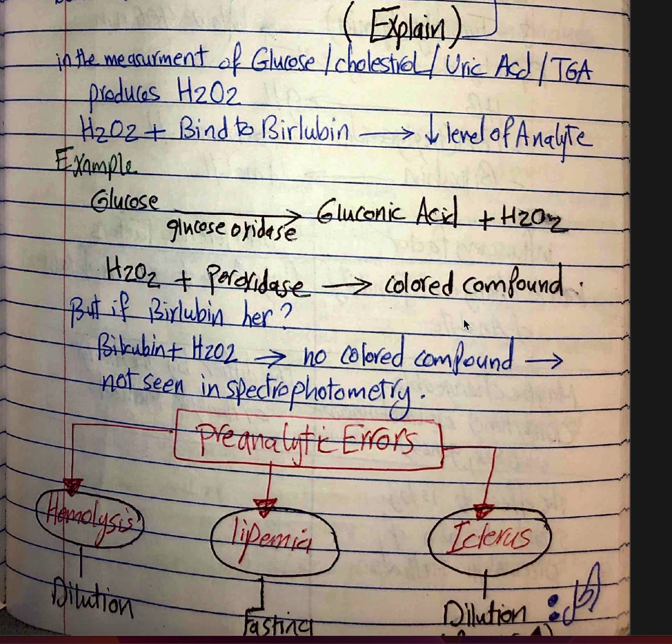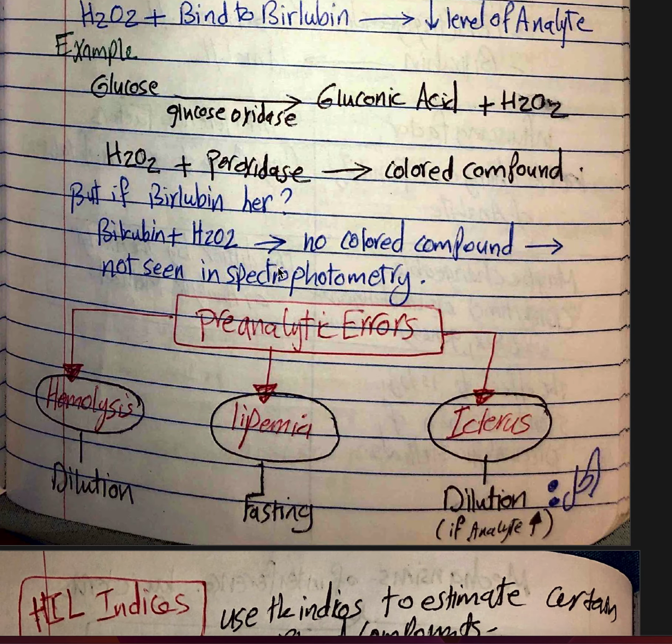So as a summary, to remember everything: the pre-analytic errors are hemolysis, lipemia, and icterus.